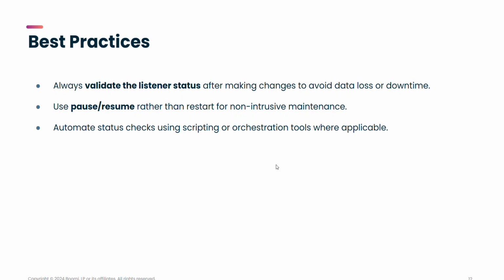And so these are the best practices. Always validate the listener status after making the changes to avoid data loss or downtime. So it's better to validate its status once the API has been triggered. Use pause or resume rather than restart for non-intrusive maintenance. And automate status checks using scripting or orchestration tools where applicable.